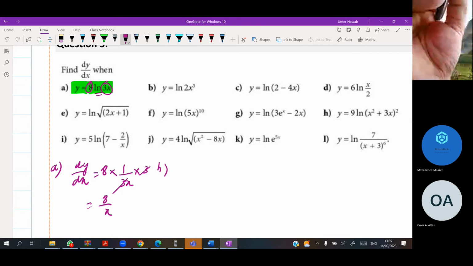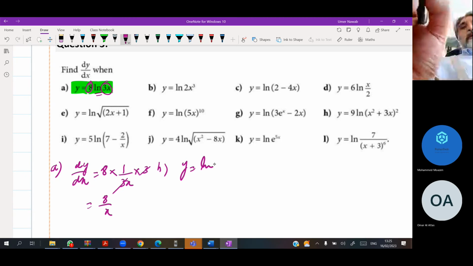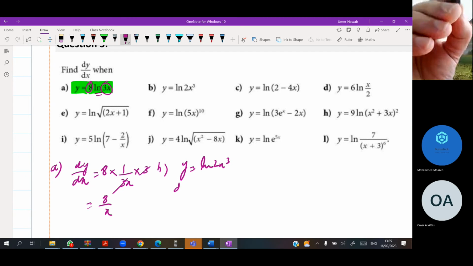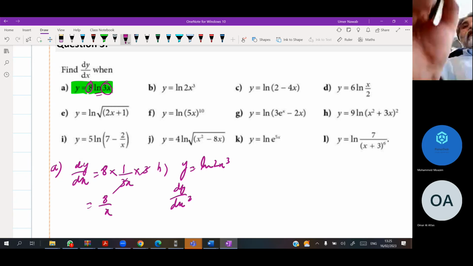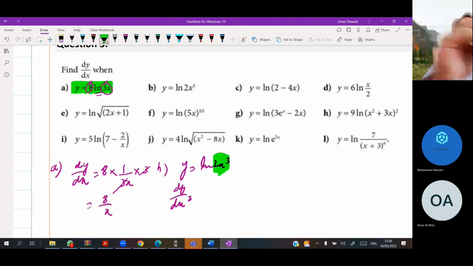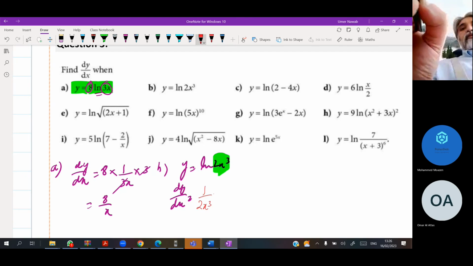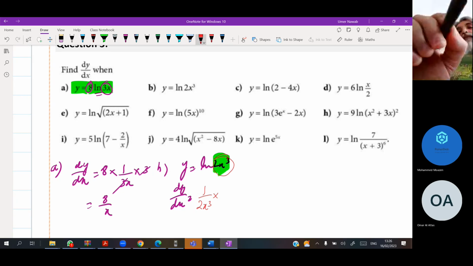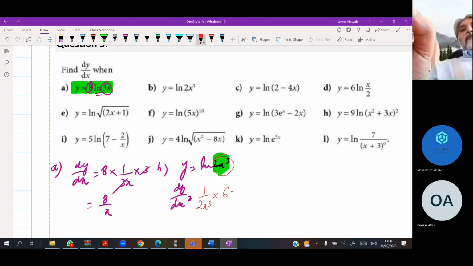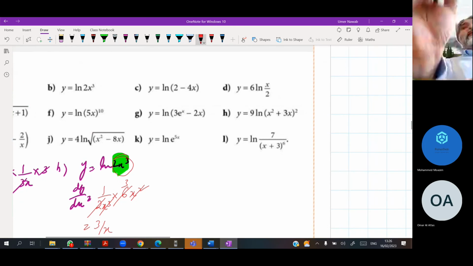In the B part, y equals ln of 2x cubed. When I take dy by dx, I need to take the reciprocal of 2x cubed, which gives me 1/2x cubed. But here your work doesn't stop. You need to take the further derivative of 2x cubed, which is 6x squared, since 3 times 2 is 6. Cancel 2 with the 6, which gives you 3. And x squared cancels with x cubed, and you will get 3/x.